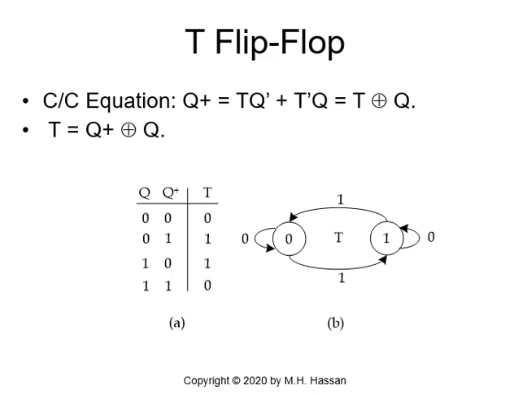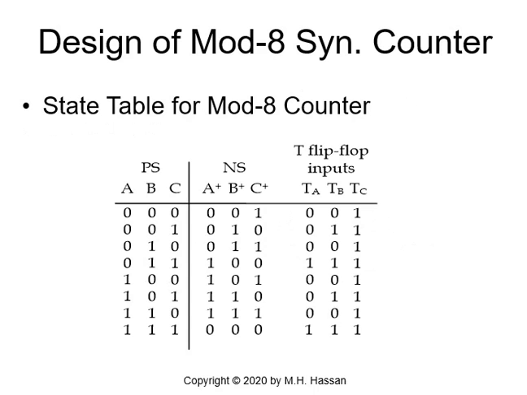Now, we will design actually a mode 8 synchronous counter using T flip-flop. Now, with this in mind, so we know actually T would be Q plus exclusive or Q. So TA will be A plus exclusive or A, TB will be B plus exclusive or B, and TC would be C exclusive or C plus.